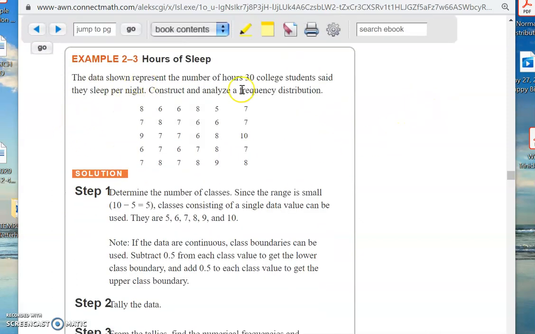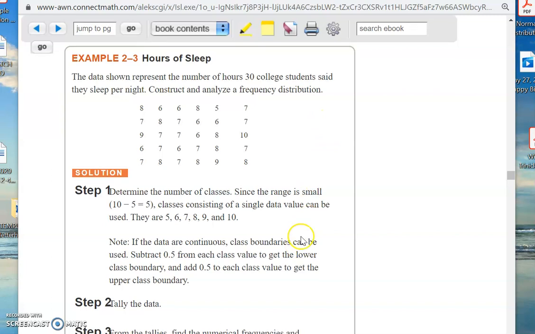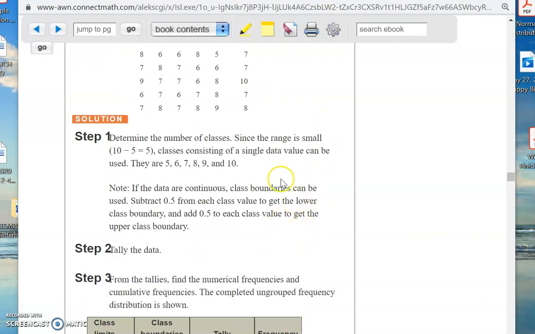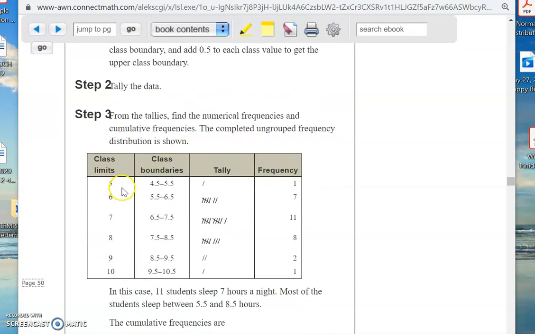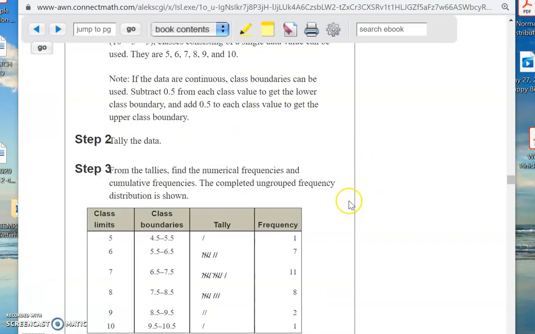So here we have the number of hours the college kids are sleeping every night. Okay, so how many classes are there? Well, the range is pretty small. The biggest number is 10. The smallest number is 5. So there's only 5 categories. We don't need to put them in groups. Okay, so there, we can have a single data value, and here it is: 5, 6, 7, 8, 9, 10. There's only 5 rows that we need to be concerned about, so there's no reason to put them into groups.